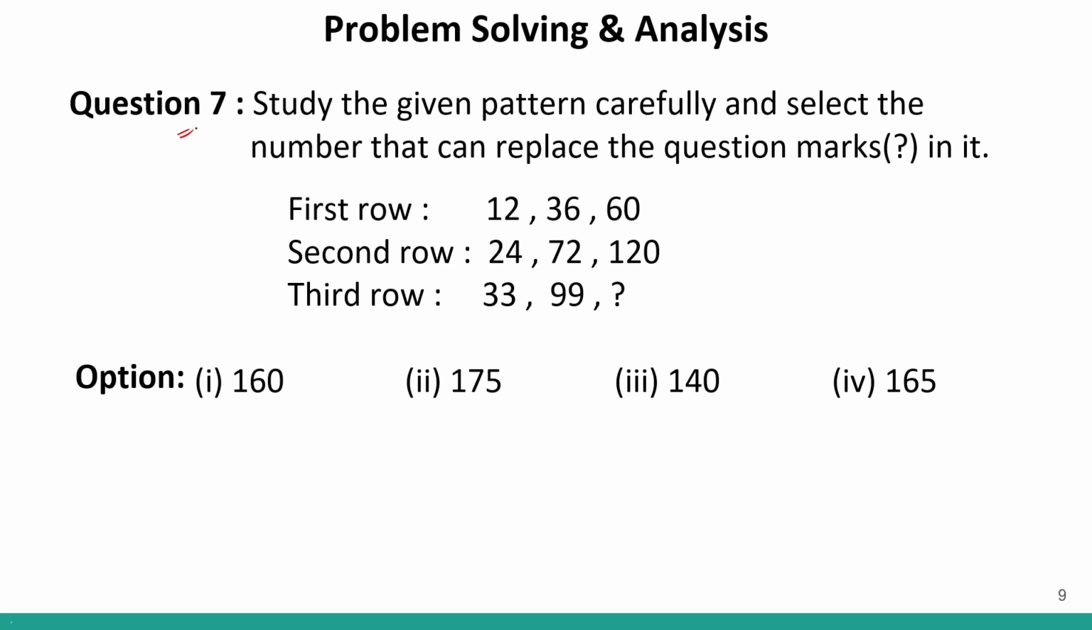In question number 7 again, a 3 into 3 grid. This is a relatively easier question. Over here I can see that there is a subsequent increase in numbers: 24, then 72, then 120. Similarly, there is a subsequent increase in number. So I can assume that one similar pattern is being followed. Okay, let us try and solve.